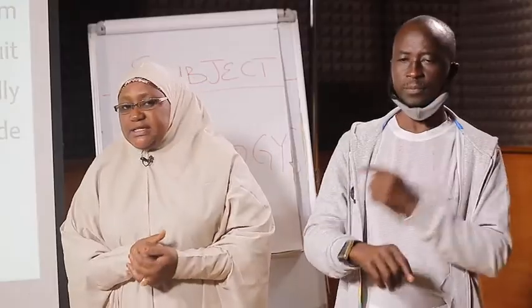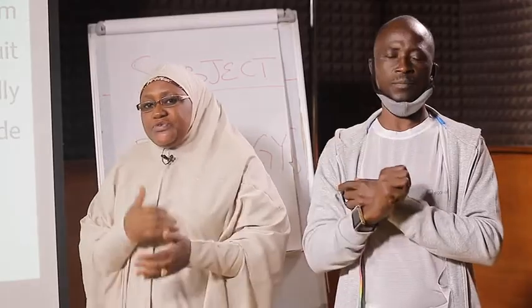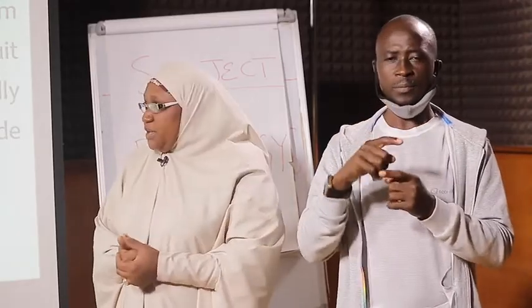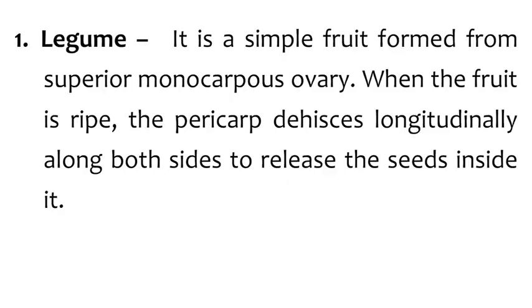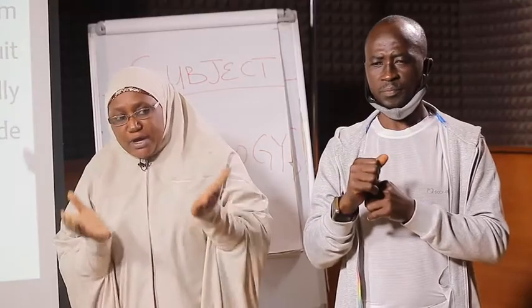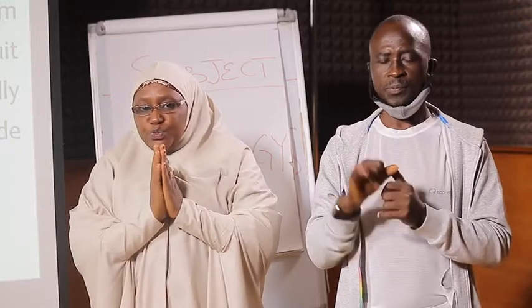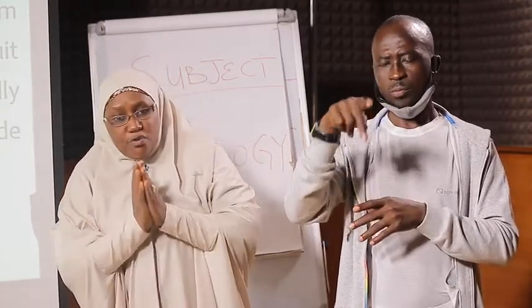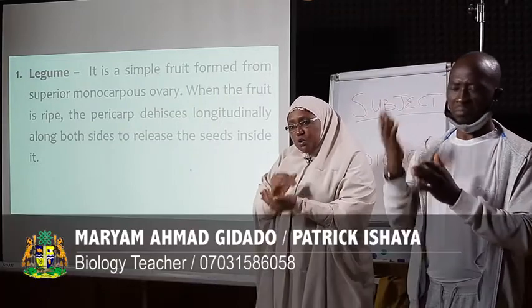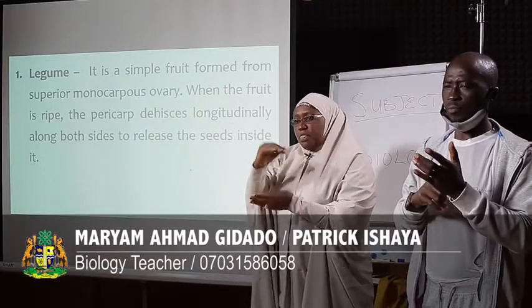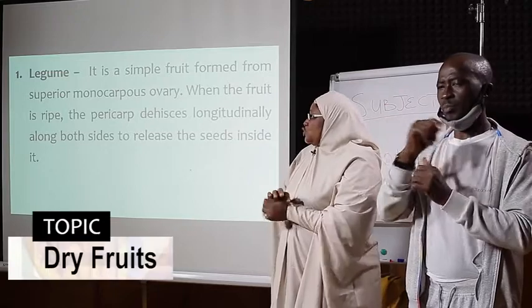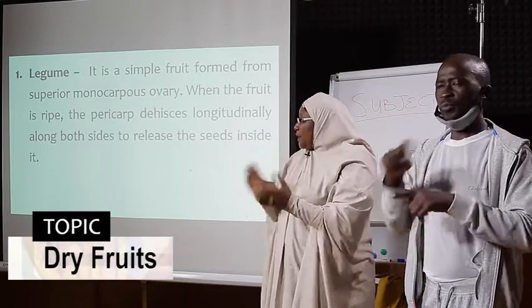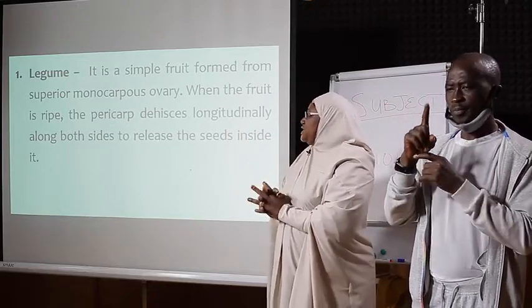Number 1, let's start with legume. When we say a dry fruit is a legume, what does that mean? It is a simple fruit from the superior monocarpous ovary. By now, my students, I know you have understood what a superior monocarpous ovary is, because we have done that. A superior ovary, an ovary on top. Monocarpous, 1 ovary. So when a fruit has a superior monocarpous ovary, that fruit is a legume.